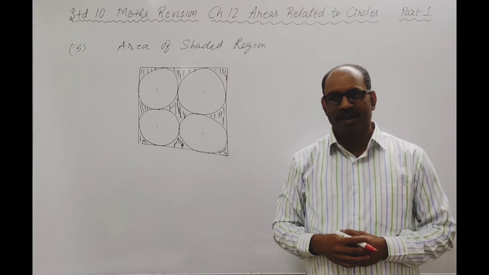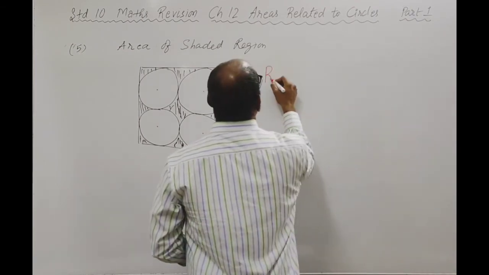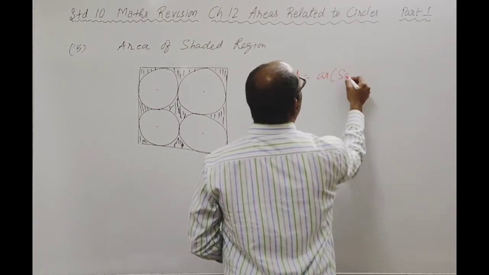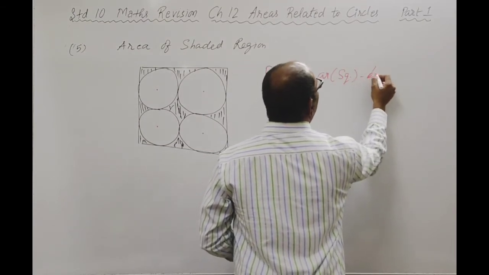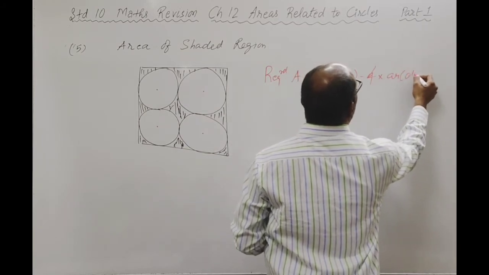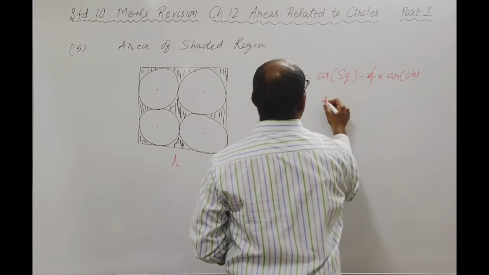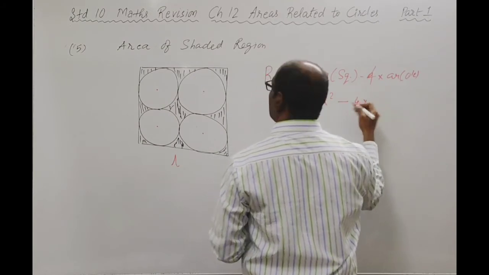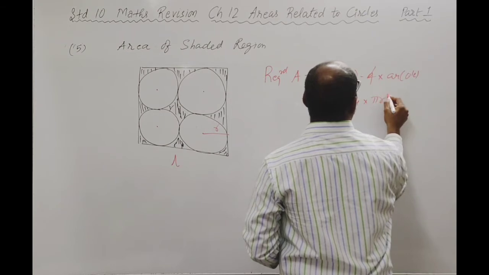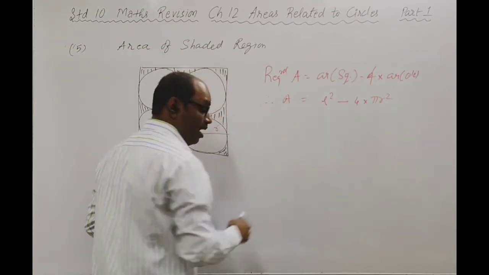Area of square minus 4 times the area of circle. So that is very simple. Required area is area of square minus 4 times area of circle. The formula is also easy. Say the length is L, so L square minus 4 times area of circle. The area of circle, with radius r, is pi r square. So that's the formula to find the required area.